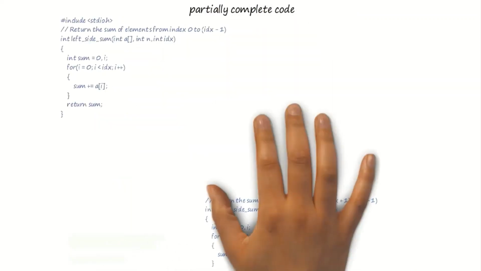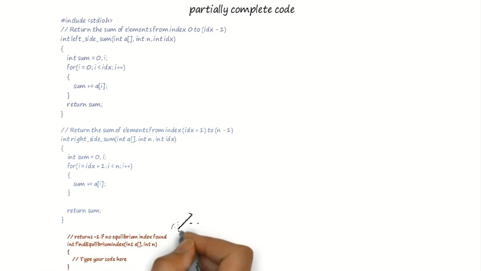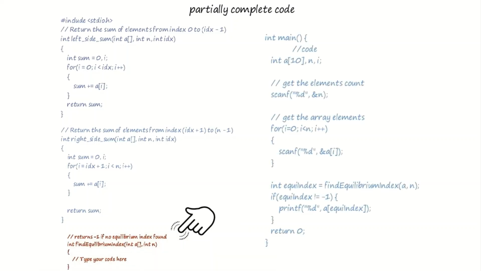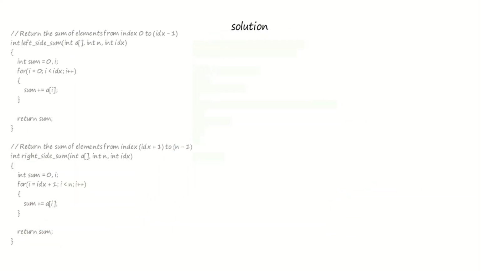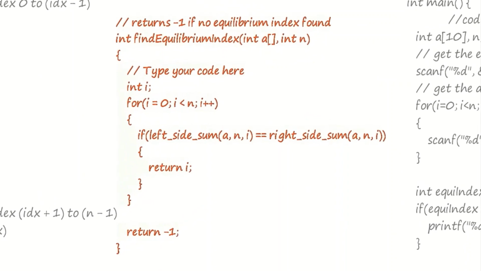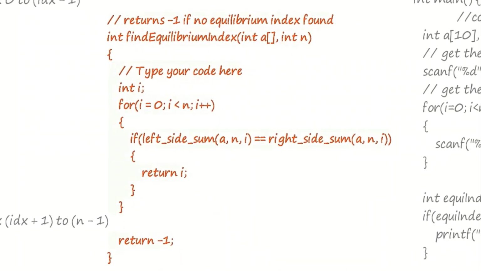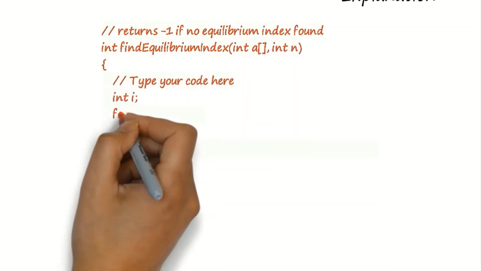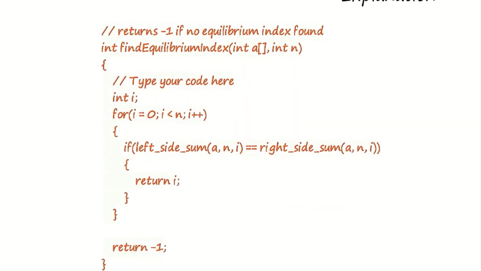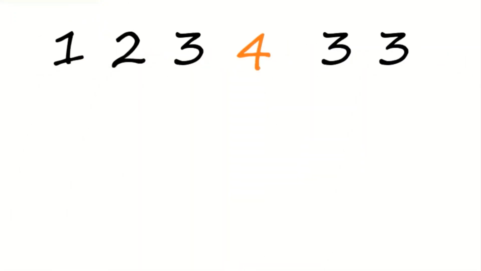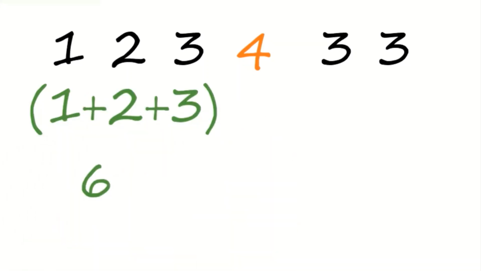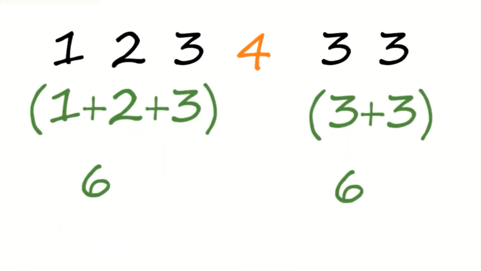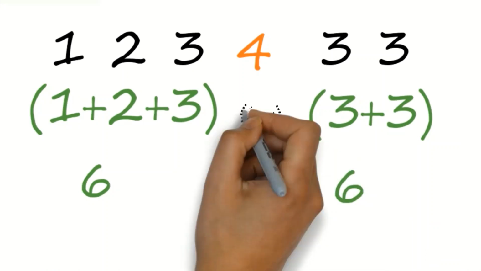Now a code will be given where it will be marked which part you have to implement via function. Here is the solution function that you have to design. Now I will explain a trick to design this type of function code. This function is designed to find the index of equilibrium element in an array. Equilibrium element means sum of all the elements to the left side is equal to the sum of all the elements in the right side. Here, index 4 is the equilibrium index.